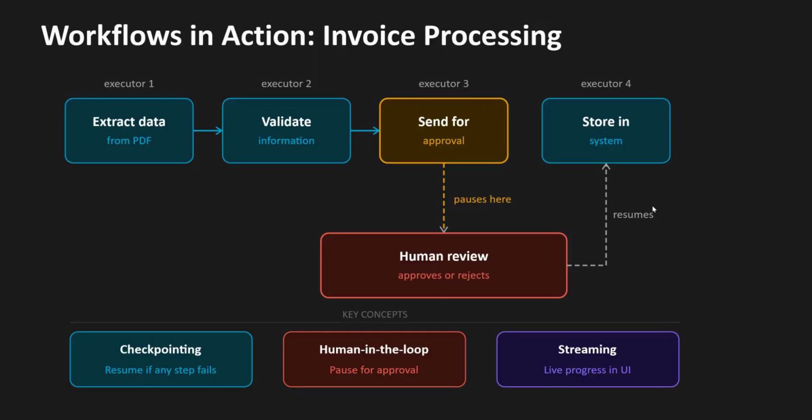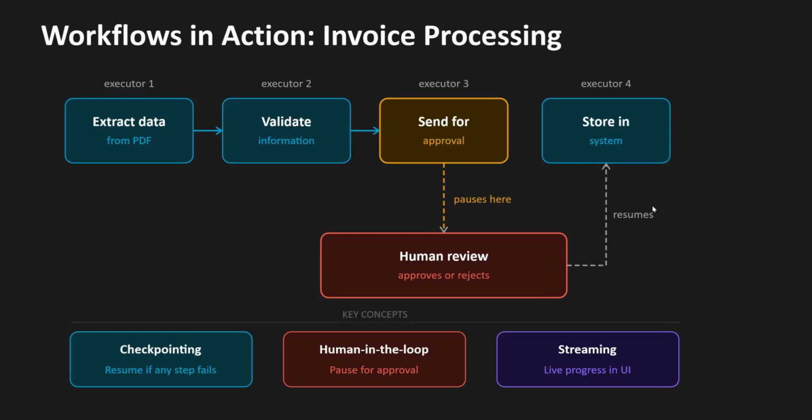Let's walk through it. Step 1. The first executor receives the PDF and extracts all data from it. Things like vendor name, the amount, the line items, etc. The executor does its job and then hands the result to the next step. And step 2, a validation executor. It takes that extracted data from step 1 and validates it. It validates different things, like maybe does the invoice number exist, are the amounts within expected ranges, is the vendor registered, etc. If everything looks good, it passes it forward.